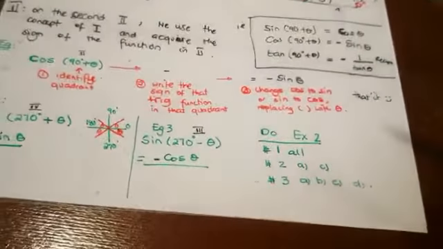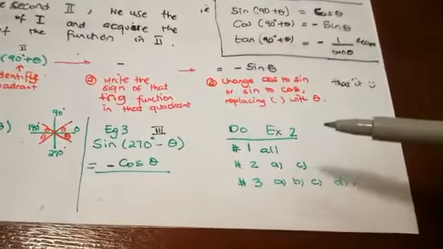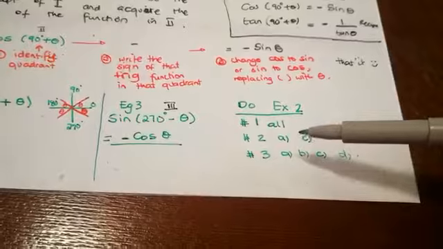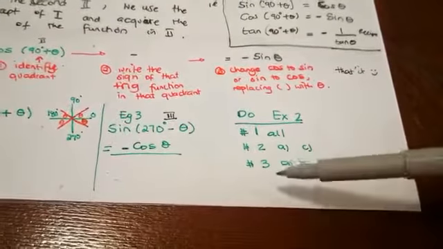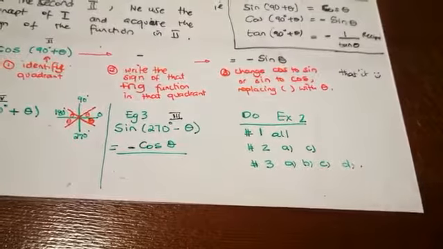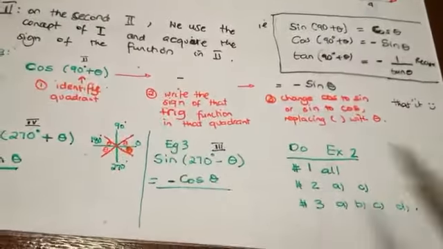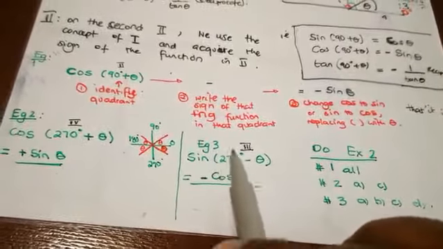So please do exercise 2. In exercise 2, number 1, do everything. Number 2, A and C. Number 3, A, B, C, D. Okay, you see that I was a little bit disturbed there.